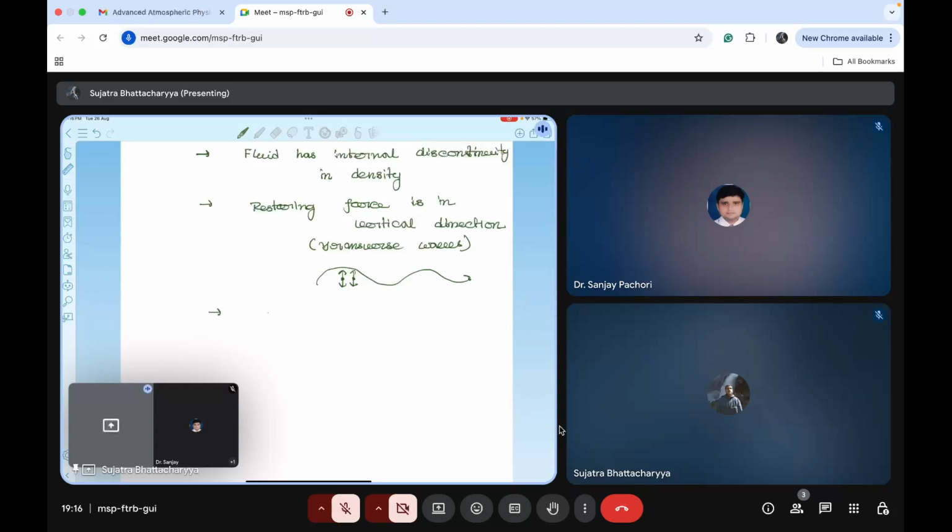And where will the waves propagate? The waves propagate along the interface between two layers. So wherever there is a discontinuity, in that discontinuous interface, the waves will tend to propagate.